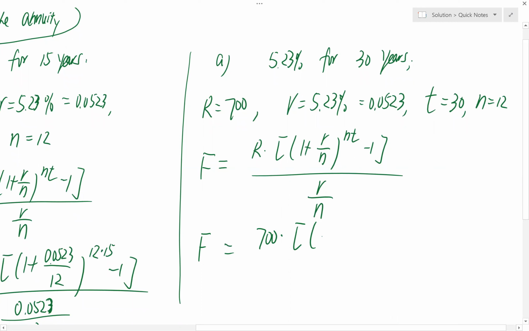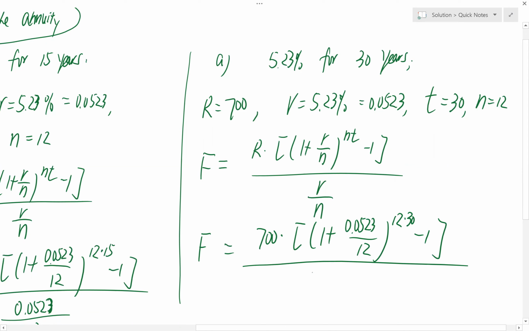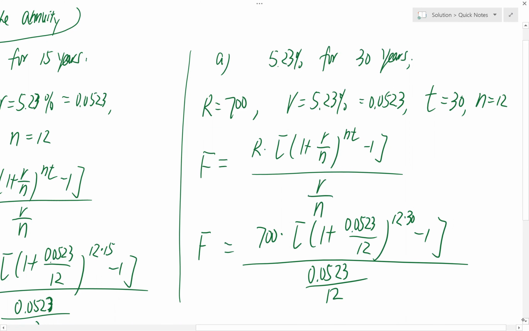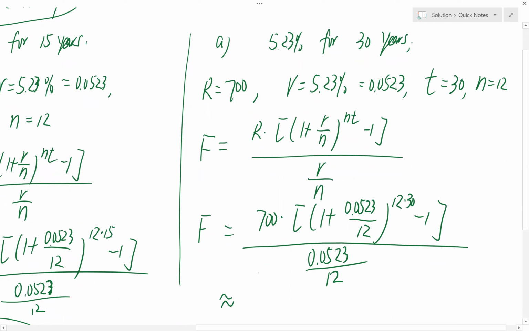700 times (1 plus the rate, 0.0523 over 12), and that's 12 times 30, so making 360 payments over the life of the retirement account, divided by 0.0523 over 12. Okay, and let's see what this leads us to. One more time, go back to this.